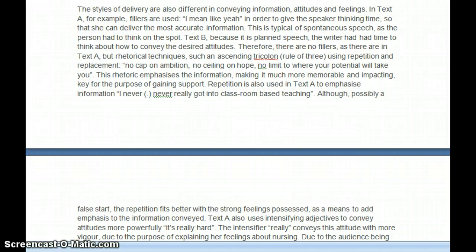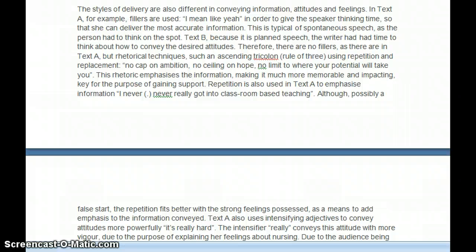In text A, for example, fillers are used in order to give the speaker thinking time so that she can deliver the most accurate information. It is accurate, but it's also that she's sensitive to the other speaker's opinions and how she might react. So she's well aware of the things related to that. This is typical of spontaneous speech, as the person had to think on the spot. Absolute rubbish, don't include that. You only need to make comment specifically to the extract you're given, so leave that out.